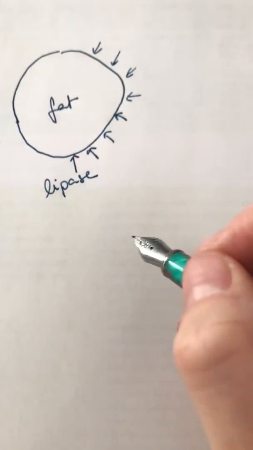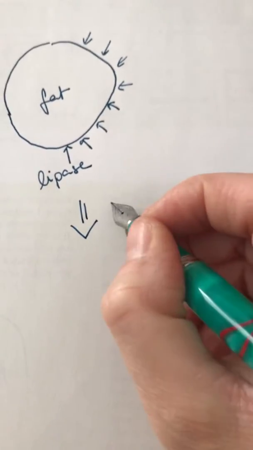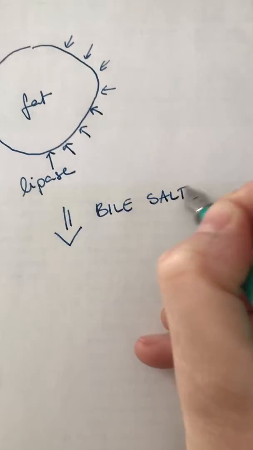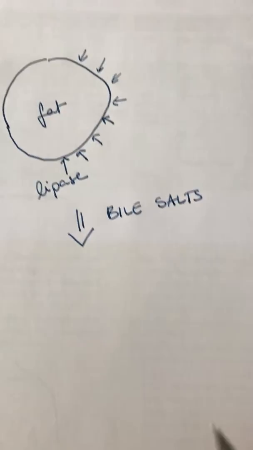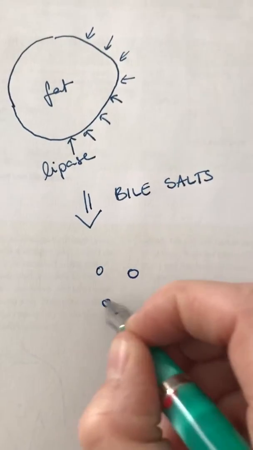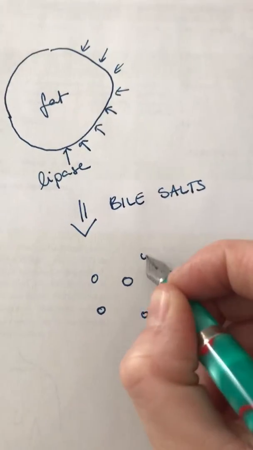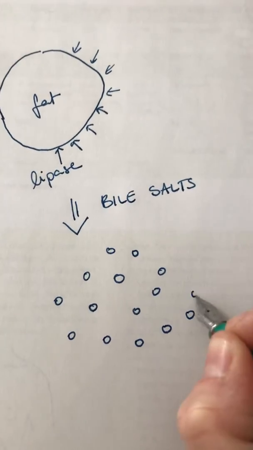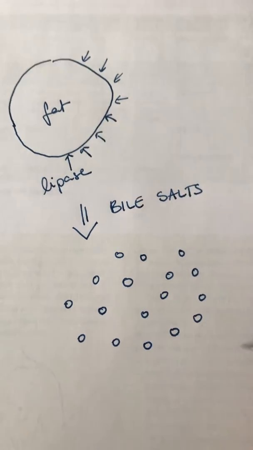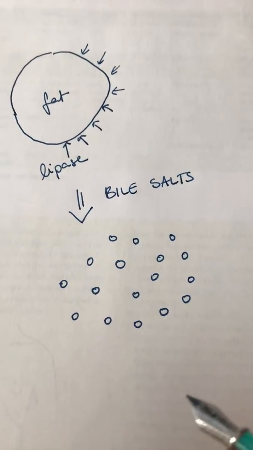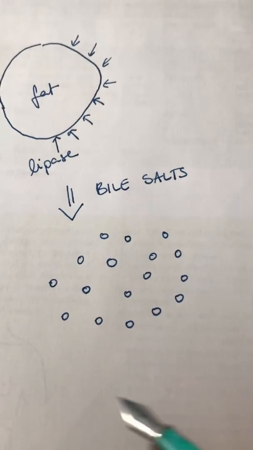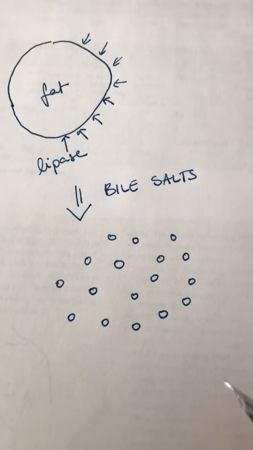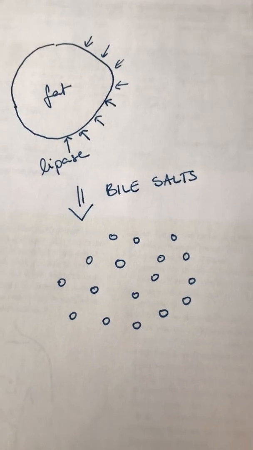Okay, so what the emulsifiers do, these are the bile salts, is they make tiny fat droplets, and you can imagine I'd have to draw many more to represent this whole fat drop there. So basically the fat is broken down into lots and lots of tiny fat droplets. Now imagine what that does to the surface area.